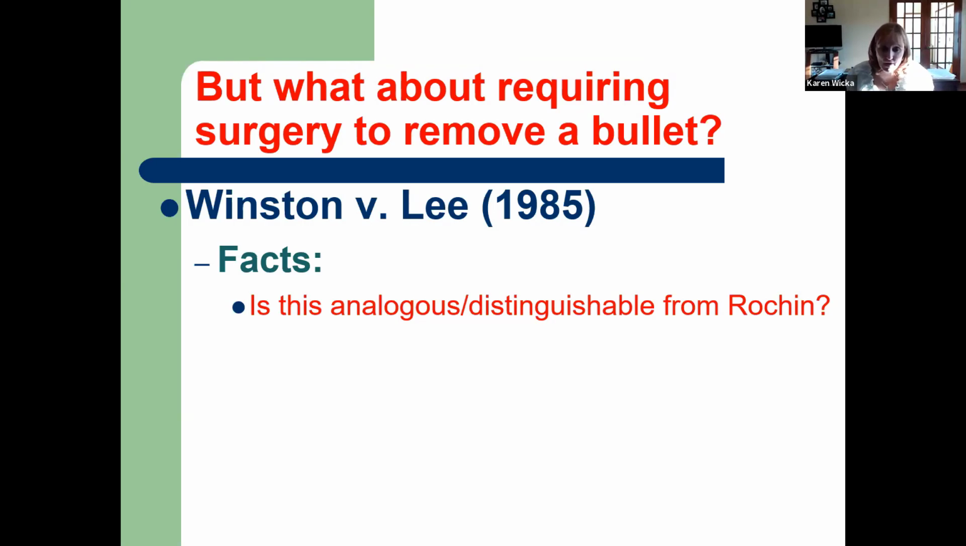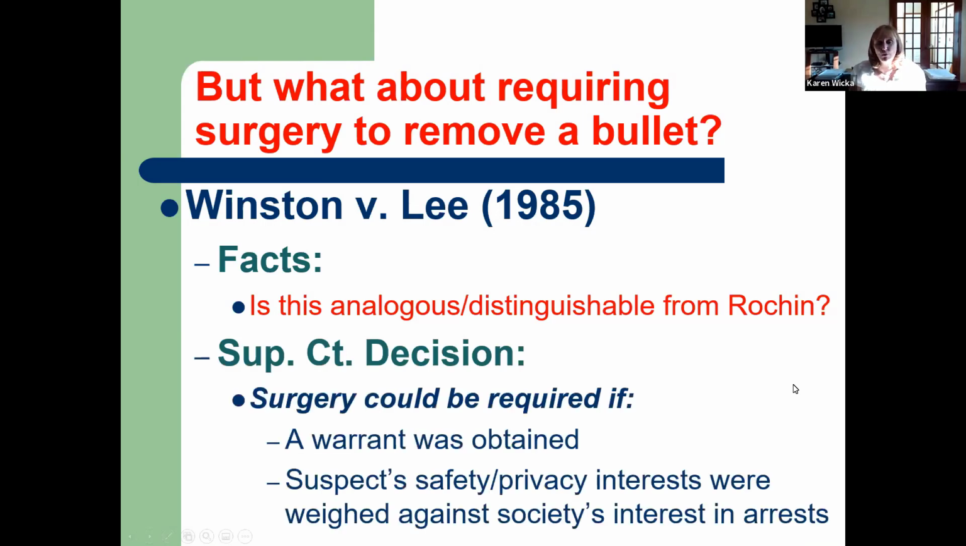Will the warrant go that far? So analogous to Rochin, it's requiring the defendant to undergo some sort of a procedure to remove evidence or to get evidence. Distinguishable because this is full-fledged surgery, okay? This isn't just regurgitating, this is requiring the person to undergo surgery. The Supreme Court said it can only be required if, number one, you have a warrant, so you must go and get a warrant, and if the suspect's safety and privacy interests do not outweigh the need for arrest.